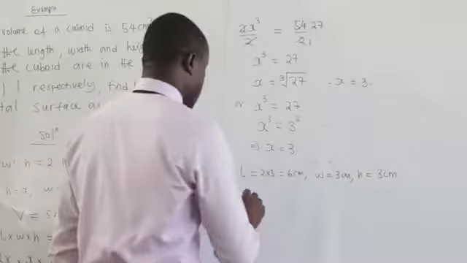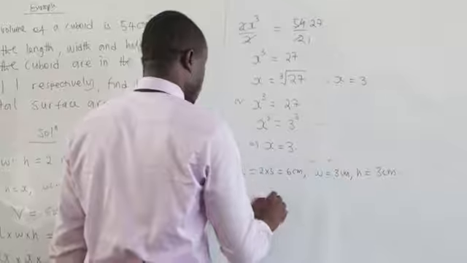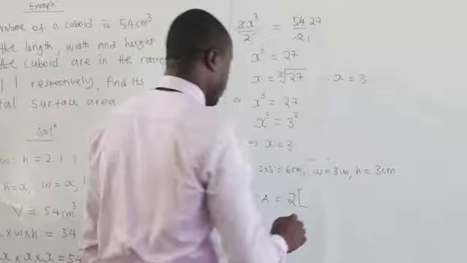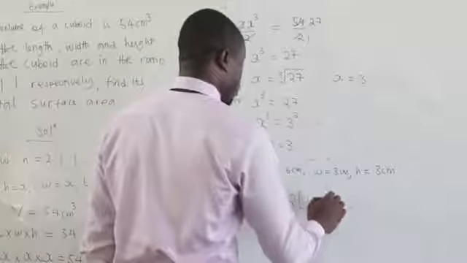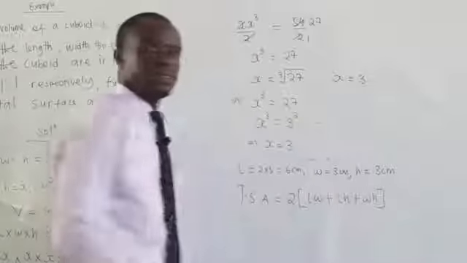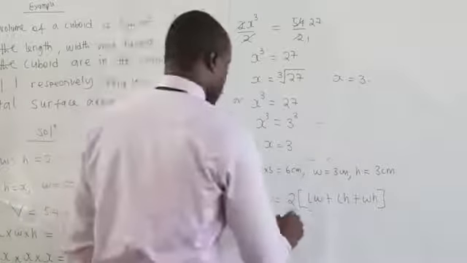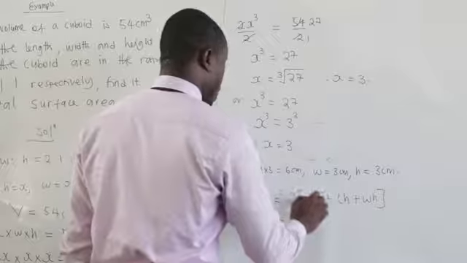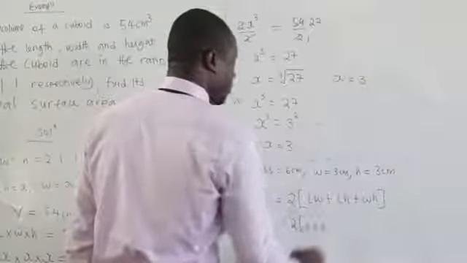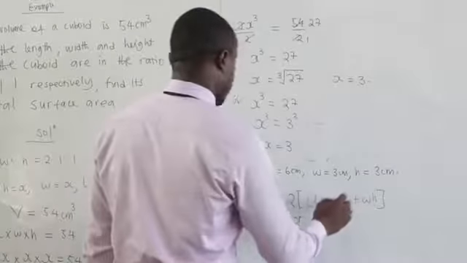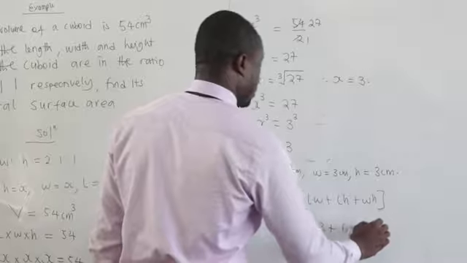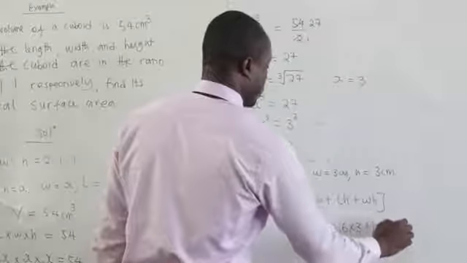We want to find the total surface area. So the total surface area, you know, there will be a factor of 2 outside. So you are having LW plus LH plus WH. This is the total surface area. Now what is the L? L is 6. We have 6 times 3 plus L times H. That is 6 times 3 plus 3 times 3.